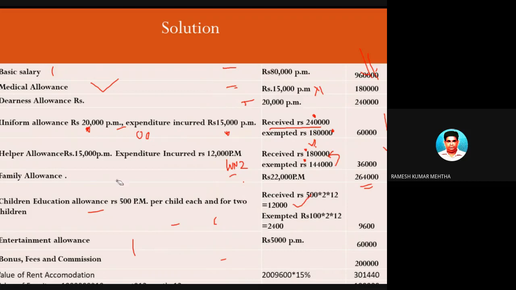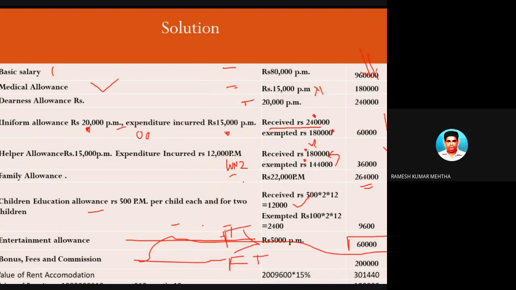So how much was he receiving as entertainment allowance? He was receiving 5,000 per month, into 12, 60,000, fully taxable. You can write the rule: fully taxable. Next one is bonus and commission. I told you the rule for bonus and commission several times. This is also fully taxable.